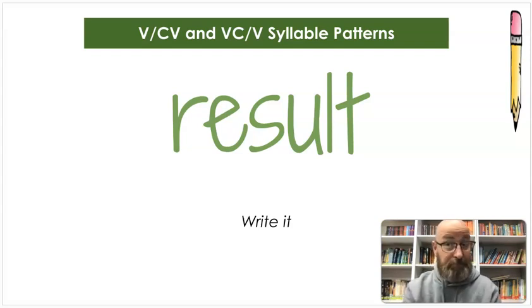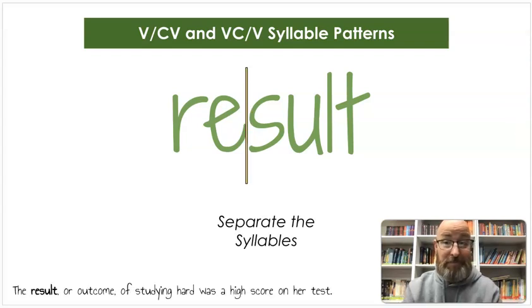R-E-S-U-L-T. Where's the line going to go? After the E, you were correct. It finally made an open syllable. There's nothing behind that vowel. It's wide open, and it makes a long vowel sound. Result. The result or outcome of studying hard was a high score on her test. Hopefully, you'll get a high score on this test.